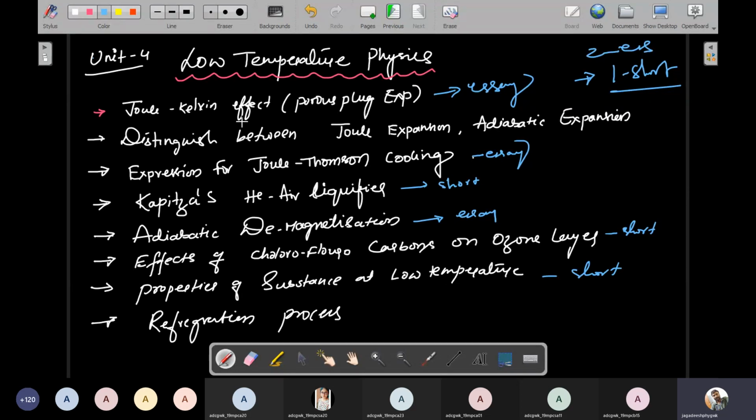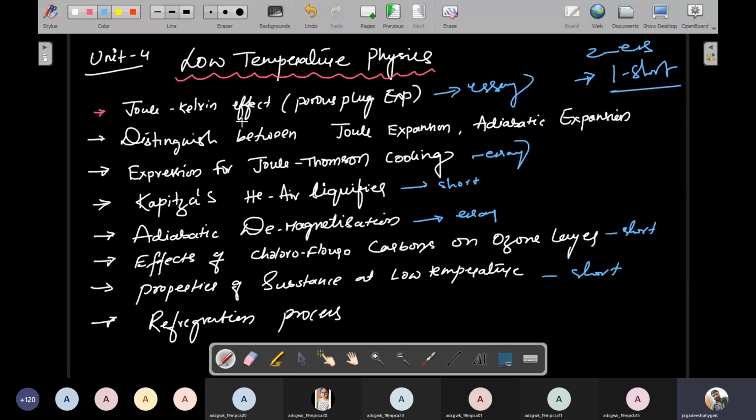Right now, the first concept we will explain is the Joule-Kelvin effect, using the porous plug experiment. The basics are the same. In the previous unit we studied the Joule-Kelvin effect. The same concept we are using, but here I am not deriving the change in temperature. I am deriving what remains constant in the Joule-Thomson effect. Enthalpy remains constant, so I want to find that enthalpy concept here.